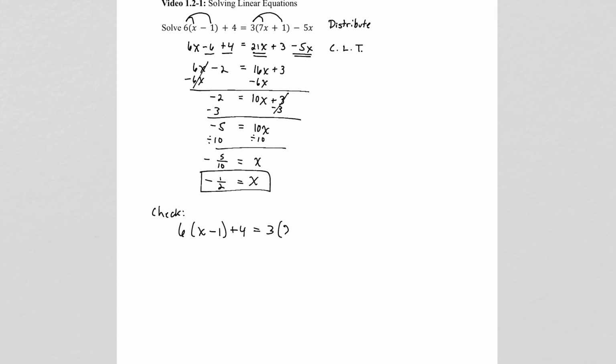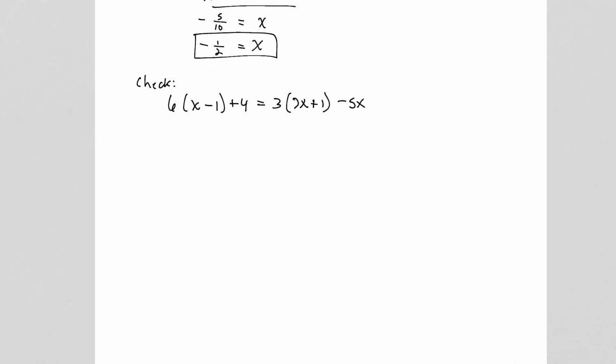So let me just write the original equation again. So everywhere I see an x, I am going to substitute -1/2. And for simplicity's sake, let's call this -0.5. Okay, because I don't want to get bogged down by the fractions right now. So everywhere I see an x, I'm going to substitute -0.5. And I'm going to put it in parentheses in places where there should be multiplication.